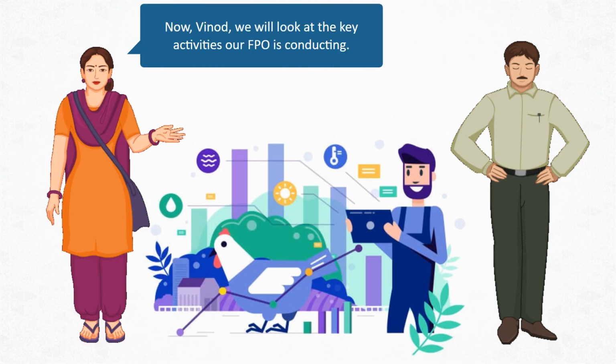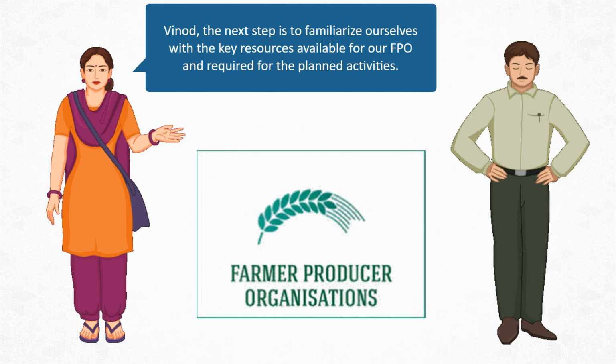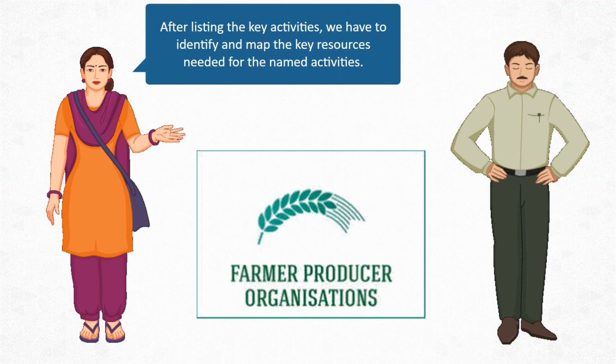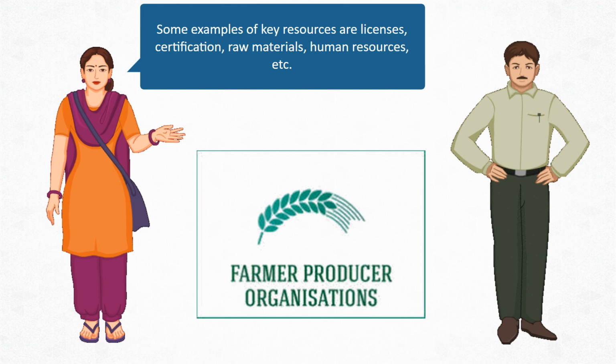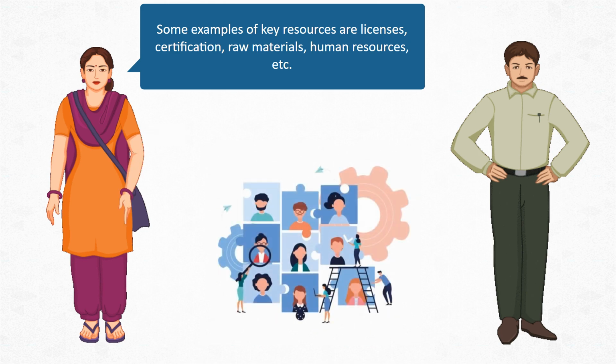Now, Vinod, we will look at the key activities our FPO is conducting. We should try to list all major activities concerning products or services offered by the FPO. Vinod, the next step is to familiarize ourselves with the key resources available for our FPO and required for the planned activities. After listing the key activities, we have to identify and map the key resources needed for the named activities. Some examples of key resources are licenses, certification, raw materials, human resources, etc.